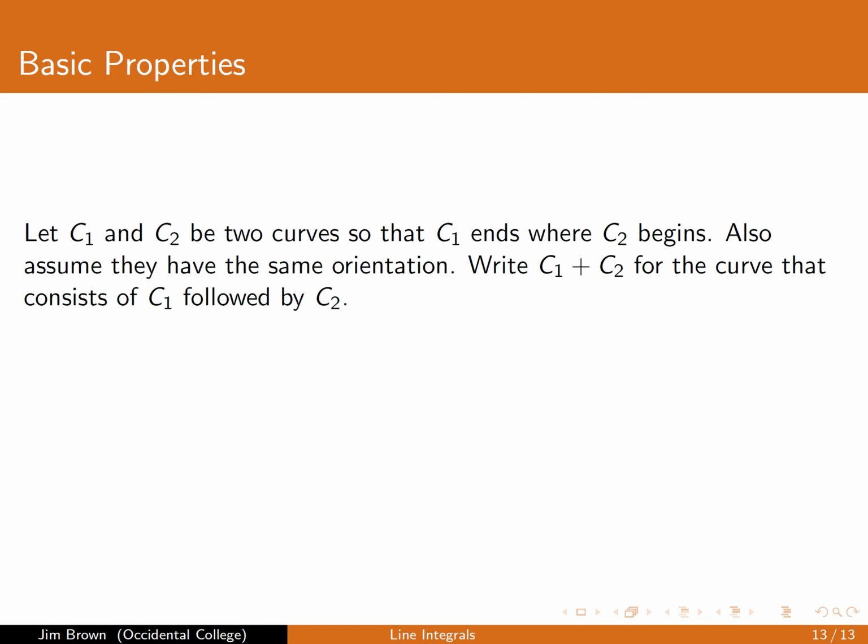And finally, one more property. Suppose I have two curves, C1 and C2. And suppose that as I walk along C1, when I get to the end of C1, I'm at the beginning of C2, and assume they have the same orientation. So I could just make one curve that starts at the beginning of C1 and ends at the end of C2. We'll write C1 plus C2 for that curve. Then the line integral over C1 plus C2 is the same as first integrating along C1 and then integrating along C2. So those are some basic properties of our line integrals.